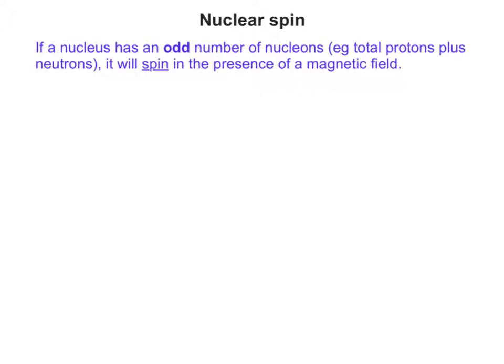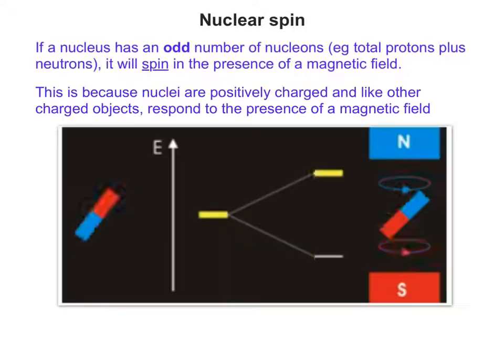So first of all, let's look at nuclear spin. If a nucleus has an odd number of nucleons, in other words, the total protons plus neutrons is an odd number, it will spin in the presence of a magnetic field. This is because nuclei are positively charged, and like other charged objects, they respond to the presence of a magnetic field. What this causes them to do is to move from their ground state, which is lower energy, to the excited state, which is higher energy.